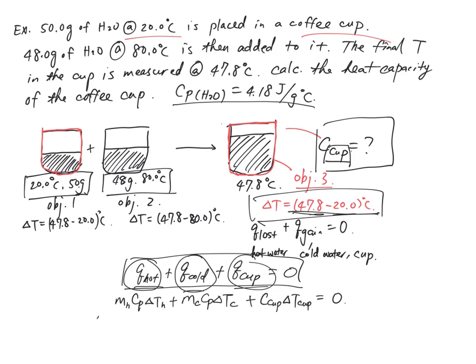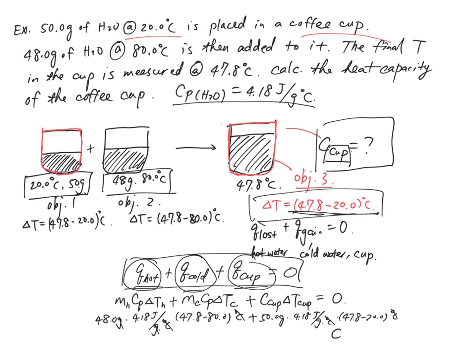Mass of the hot water, 48 grams, times Cp, 4.18 joules per gram per degree Celsius, so grams cancel. Now, delta T of the hot water, 47.8 minus 80.0 degree Celsius, so degree Celsius cancel, so you have joules. Mass of the cold water, 50.0 grams, 4.18 joules per gram per degree Celsius, times 47.8 minus 20 degrees Celsius, cancel.